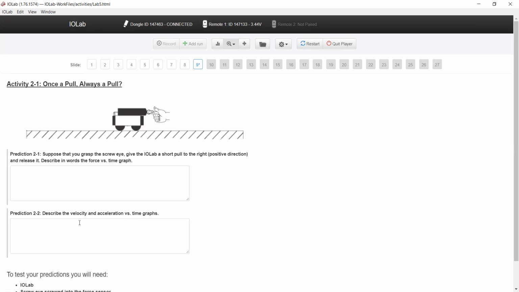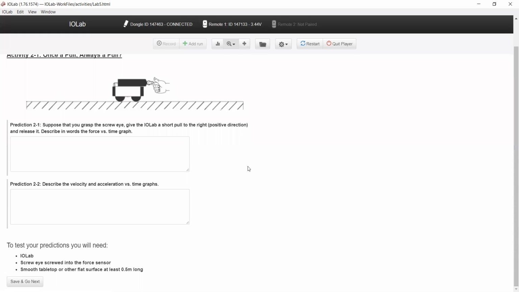And acceleration: in the beginning, when we pull it, it goes from 0 to some speed, speeding up, so acceleration has to be positive. We are always moving in the positive direction. In the next phase, when you leave it, friction will slow it down, and since we are slowing down while moving in the positive direction, the acceleration will be negative. So that's my prediction. You can make your own prediction, and then we'll see.